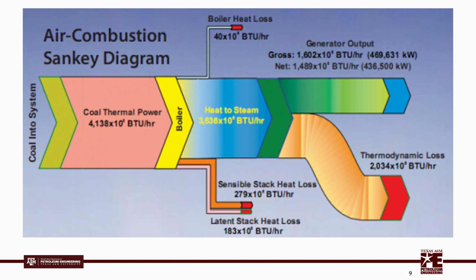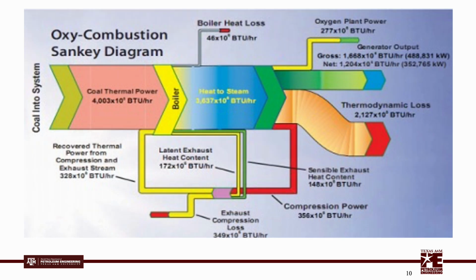The first diagram regarding air combustion shows how heat losses occur at the boiler and at the stack. Only a part of the energy flow at the power generator can be used, while a large chunk is thermodynamic loss. In the second diagram regarding oxy-combustion, heat from the boiler and compression is recovered and fed back.